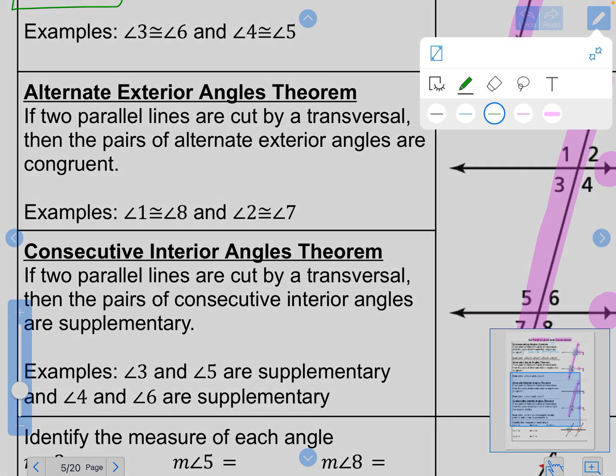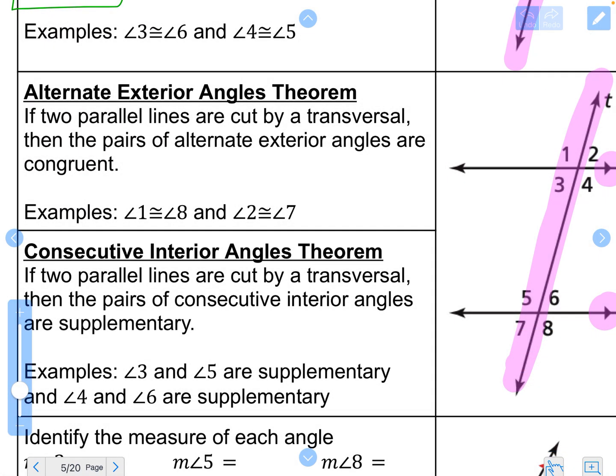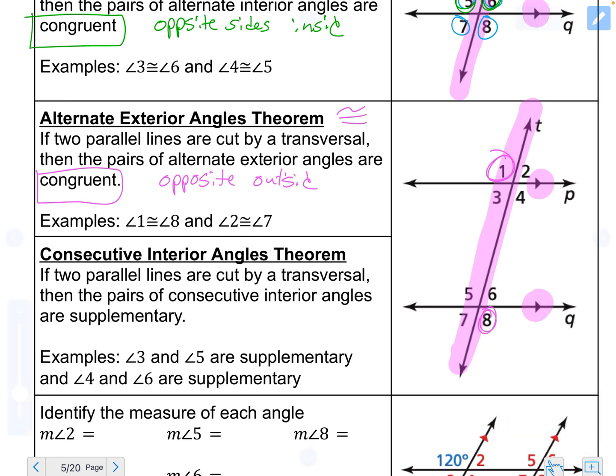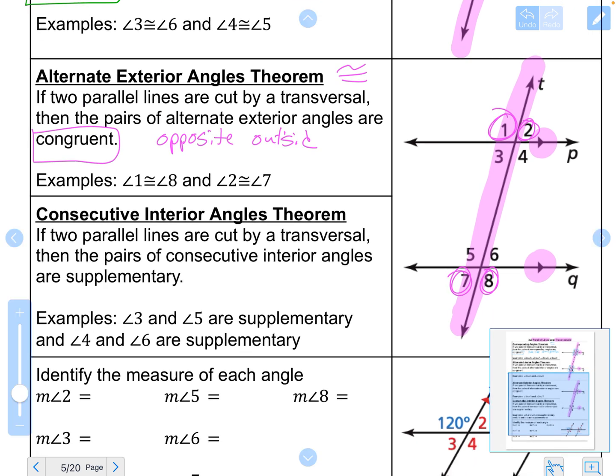So our alternate exterior angles, we said that they are, again, on opposite sides, and they are outside the two lines that cross. And these are also going to be congruent, and they're only congruent if we know that the two lines are parallel. So 1 and 8 are going to be congruent, and 7 and 2 are going to be congruent.